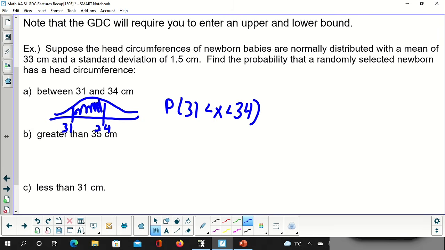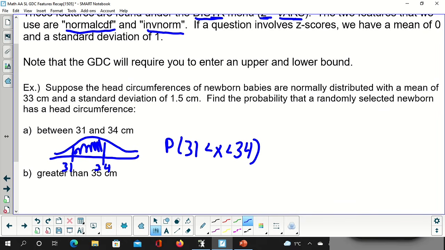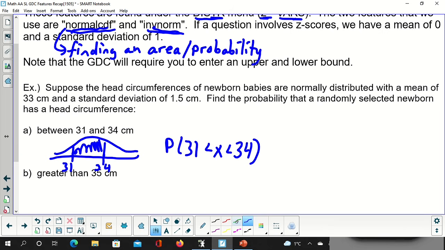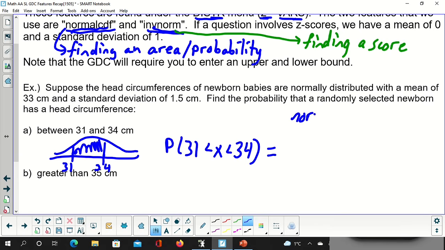Now, for normal distributions, don't worry about whether you have an equals on those less than or greater thans. Being actually at a value, because it's continuous data, doesn't really matter that much. What does matter here is whether we're going to use normal CDF or inverse norm. Normal CDF is for finding an area or probability. Inverse norm, on the other hand, is for finding a score. So in the situation we've outlined below, we're looking for a probability. This is going to be a job for normal CDF.